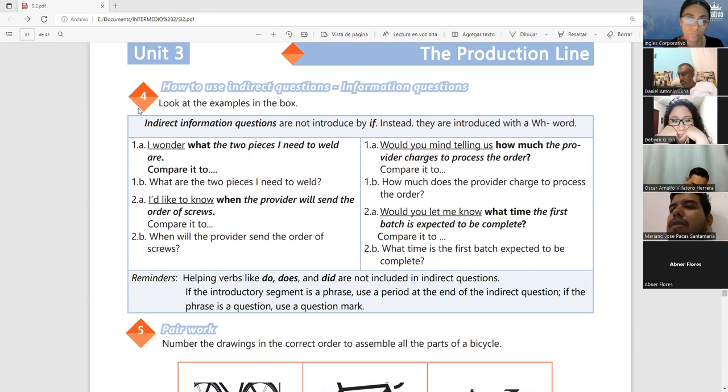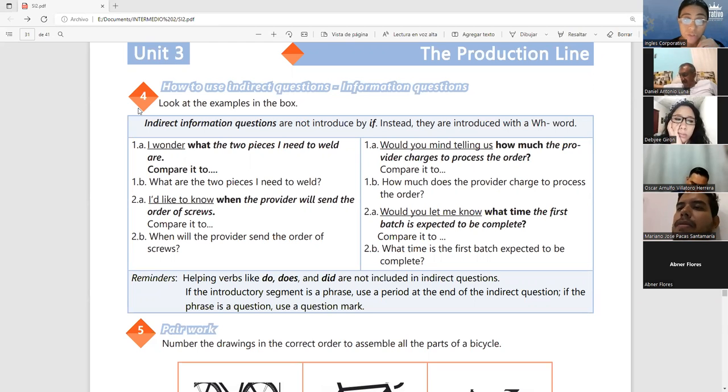What are the two pieces I need to weld? Excellent, all right. I'd like to know when the provider will send the order of screws. Compare it to: when will the provider send the order of screws? Yes, very good. Entonces aquí estamos comparando las que están en la A, 1A, 1A and 2A.